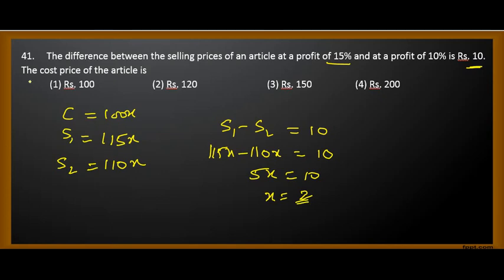He is asking the cost price of the article. What is the cost price of the article? 100x. So 100 into 2, 200 is an answer. Option 4.